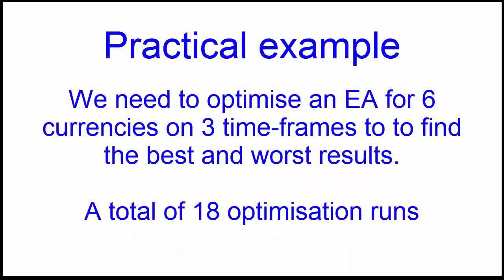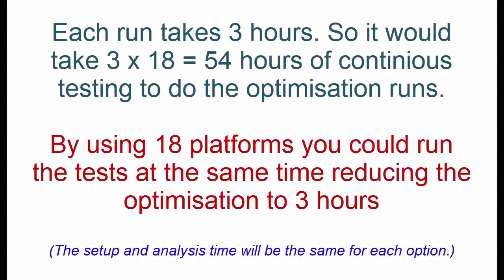I often get asked, why do this? Now here's a practical example. If we have to optimize an EA for 6 currencies and 3 time frames, we would have to do 18 optimization runs. Now let's say each optimization run takes 3 hours. This would take 54 hours of continuous testing just to do the optimization runs. That doesn't include the setup and the analysis of each result.